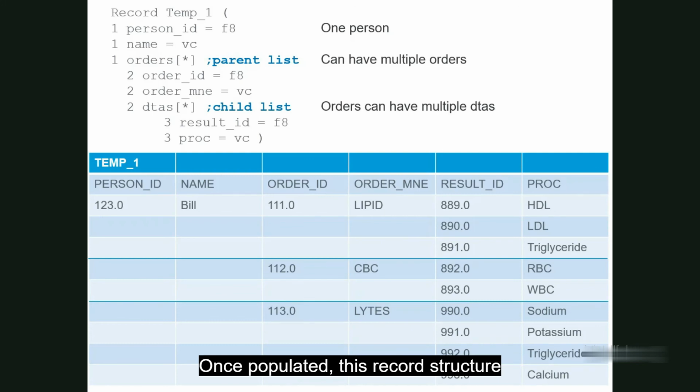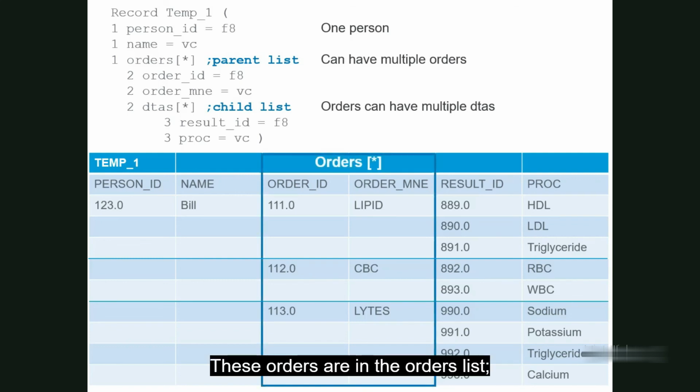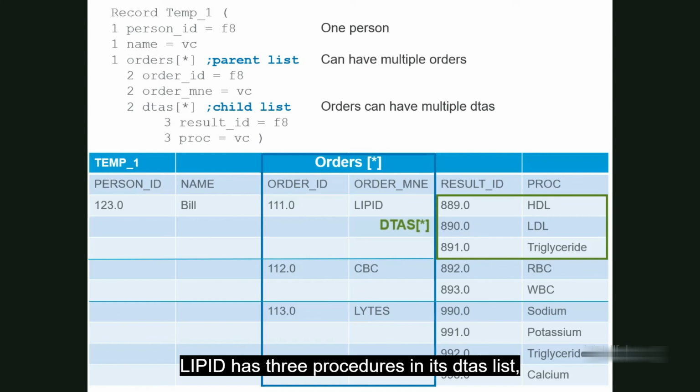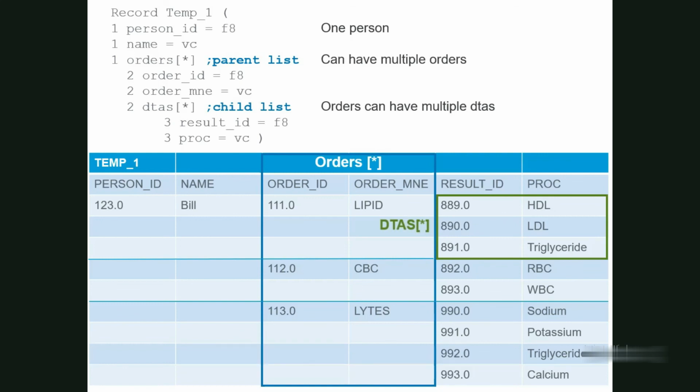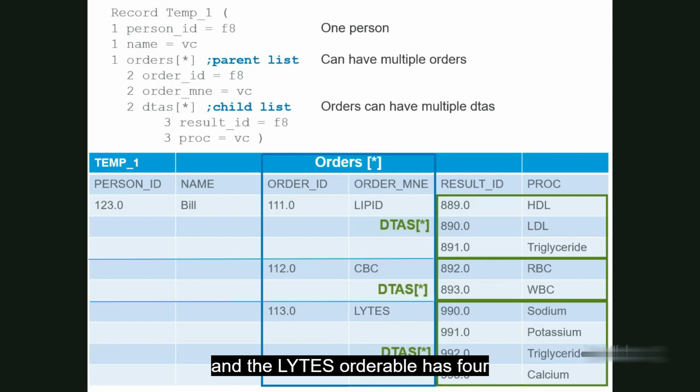Once populated, this record structure contains information for Bill. Bill has 3 orders: a lipid, a CBC, and a lights. These orders are in the orders list, listed in position 1, 2, and 3. Each order has their own DTA list. Lipid has 3 procedures in its DTA list. CBC has 2 procedures listed in its DTAs list. And the lights orderable has 4 procedures listed in its own DTAs list.